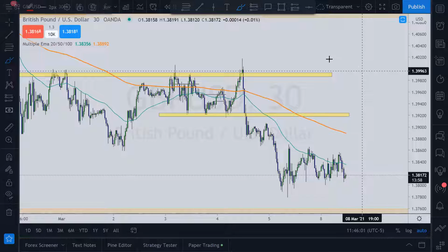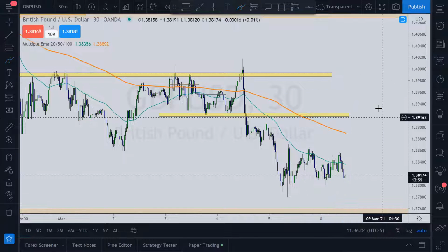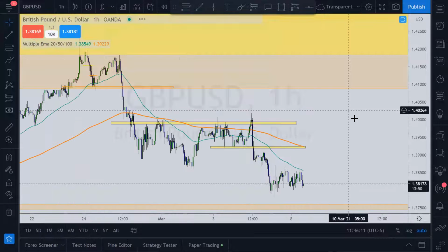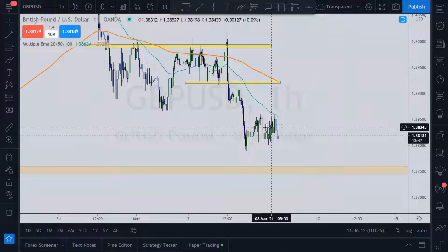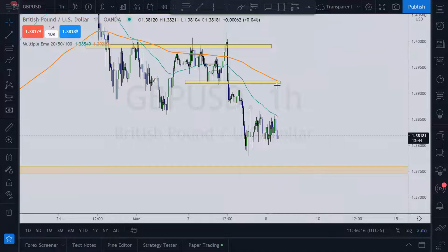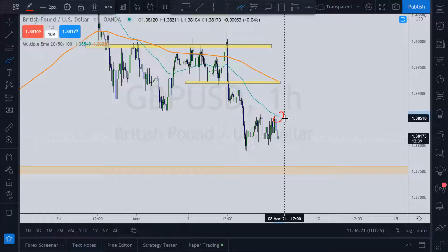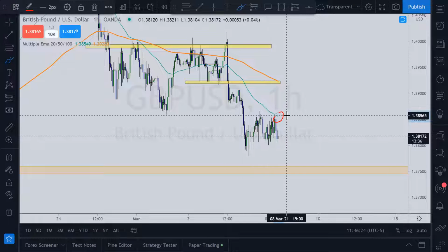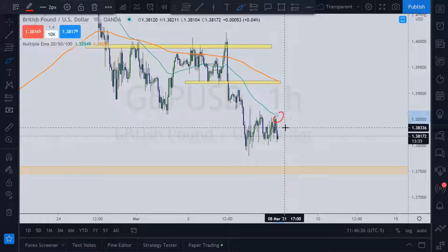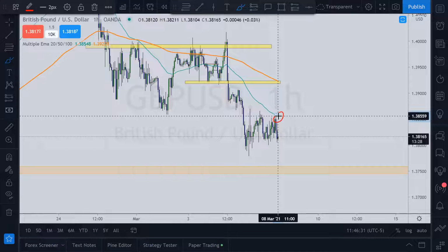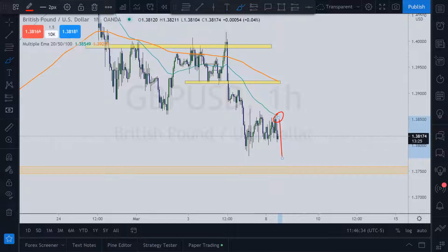And I would look on the 1 hour. I would look for a touch of the 50, which we got close to here. I look for touches of the 50 and how it rejects. I look for a large rejection or a good engulfing, something that screams reversal. And then I would use that as a confirmation for a valid short.